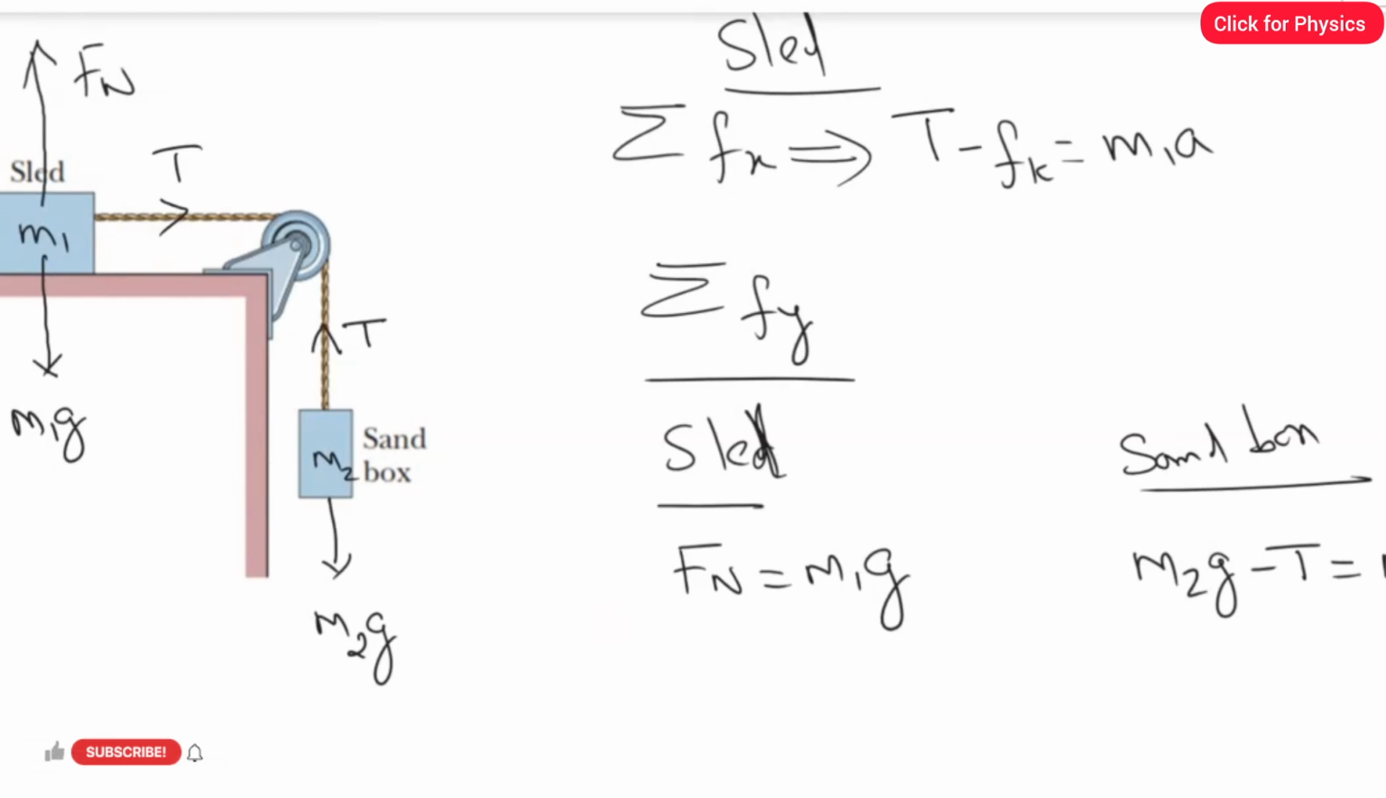So I will explain one more time. You can see the sled region, we have horizontal forces as well as the vertical forces. But when you come to the sandbox part, you have only the vertical forces. So for the sled, you have two equations, one for f of x and another one for f of y. Your f of x is given by the tension minus frictional force, which is equal to m1 multiplied by a, because in this direction the acceleration will be there. So that's the reason we equate this T minus fk with Newton's second law.